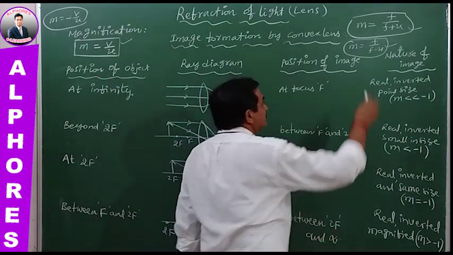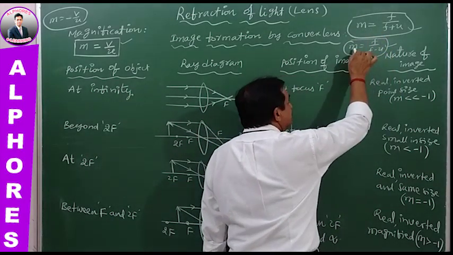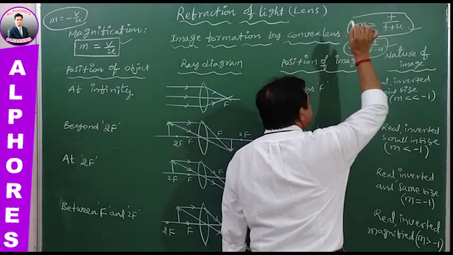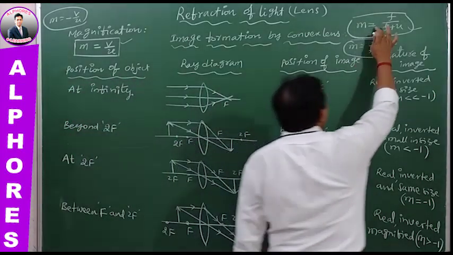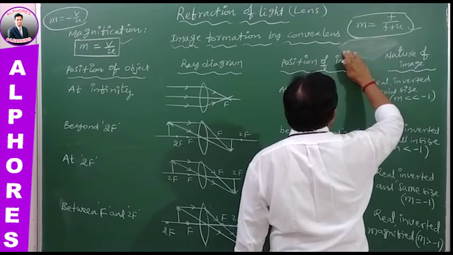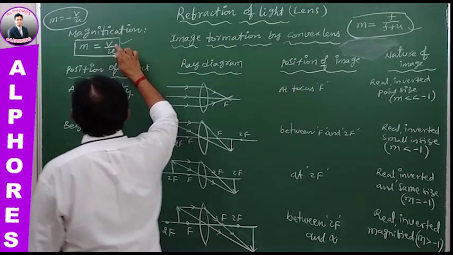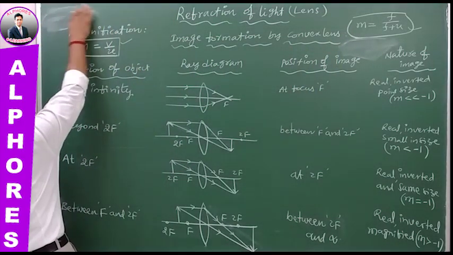And similarly, this is the magnification formula. This is also a magnification formula. This is the formula for spherical mirrors, and this is the magnification formula for lenses. And this formula is valid for both convex and concave lenses.